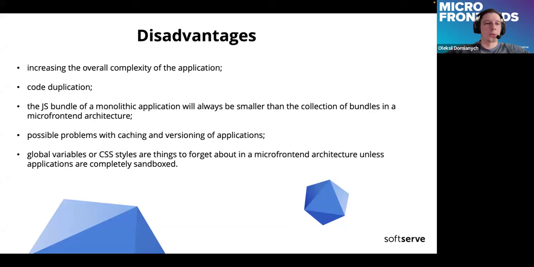Okay, let's move on with the third disadvantage. The JS bundle of a monolith application will always be smaller than the collection of bundles in a micro frontend architecture. I think it's also clear for you because if you have a monolith architecture, we have only one, for example, config, one folder for components. If we are working with micro frontend, we will get much more code in general for all repos together.